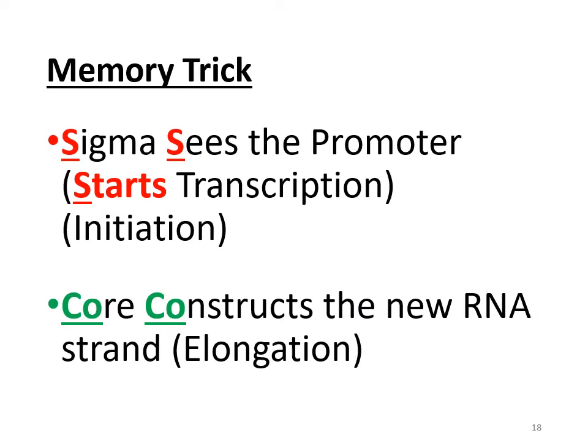So just to make sure that you have the memory trick written down in your notes, I've written it on this extra slide here. So sigma sees the promoter, and so it starts transcription. That's part of initiation. So whenever you're asked about initiation of transcription, remember, sigma subunit of the RNA polymerase and the promoter. Okay, those are the two things involved in initiation of transcription, whereas elongation, core constructs the new RNA strand, and that is elongation.